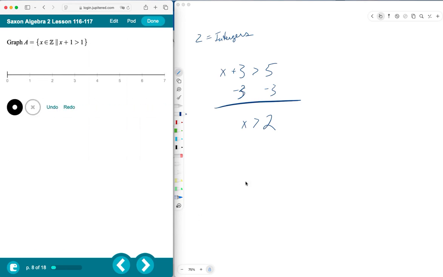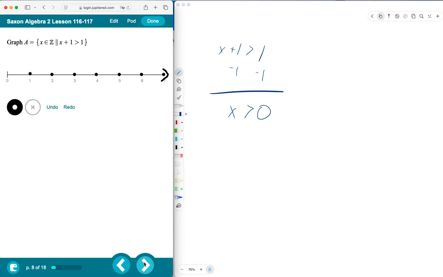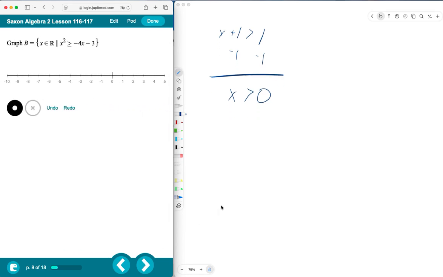So this one, again, the domain is integers. So x plus 1 greater than 1, subtract 1 from both sides. x is greater than 0 in integers. So every number greater than 0. So that'd be 1, 2, 3, 4, 5, 6, 7, and so on. Not hard. It's just about paying attention to the details.